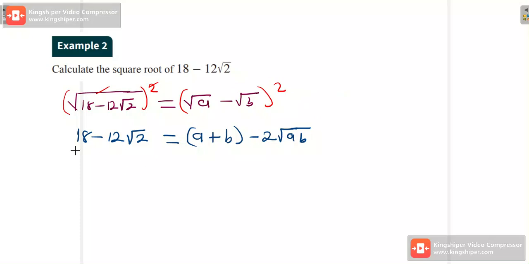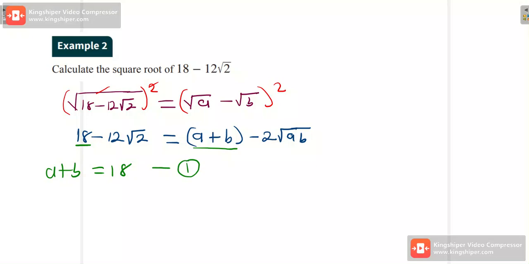Now we have gotten an equality, that is a set equation, and we said that whenever you have a set equation, the rational part should be the same as the rational part. So a plus b must be equal to 18, and that gives us equation 1.